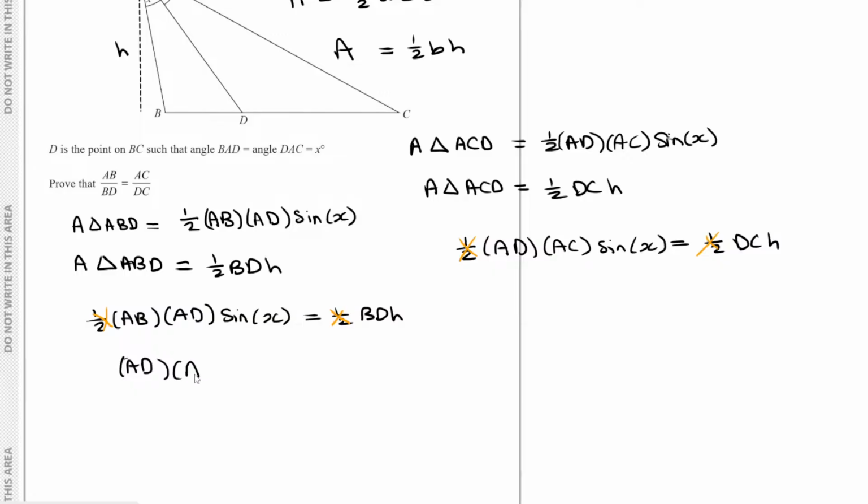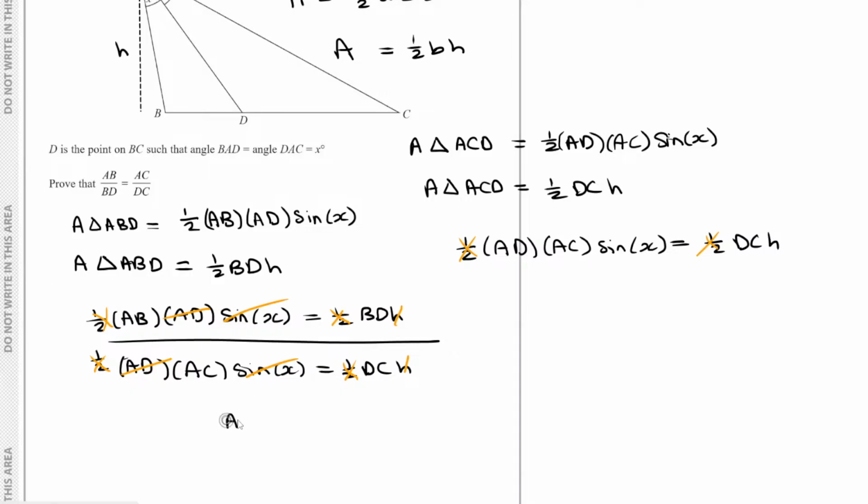AD AC sine X is DCH. Do you see if I divided those? Well, let me write the halves so you can see the halves and I cancel. Obviously those have all cancelled, haven't they? We don't have the halves. But do you see how the halves would cancel, the H's would cancel, the sine X's would cancel, but also the ADs would cancel? And then, I know it's really messy, but you're left with AB over AC is BD over DC.